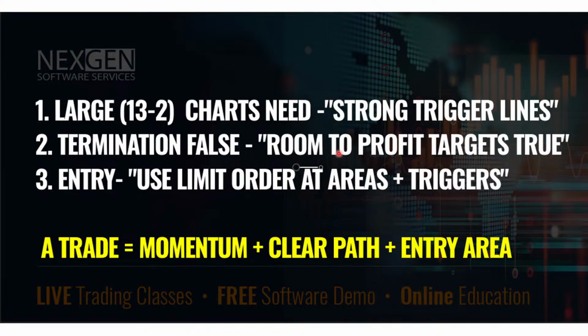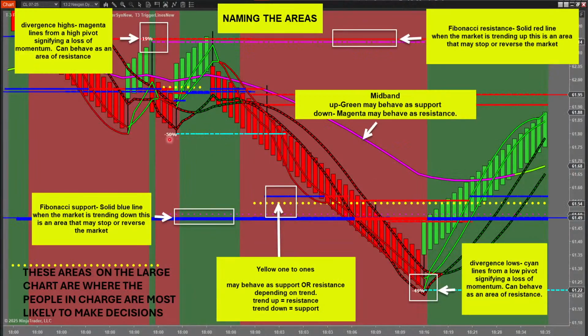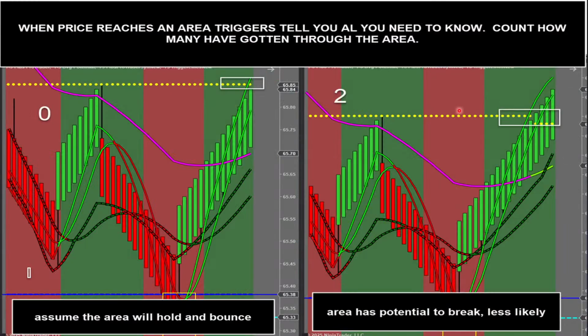You'll know where they are long before you ever hit them, because termination conditions are where the people in charge are making decisions, guys. These horizontal lines on a large chart, divergence highs, divergence lows, resistance, support, one-to-ones, these are where the large crowd is going to enter and exit and fight one another. So we know about them long before the market gets there. To identify one of these areas as a termination condition, you're going to let the large crowd get there. You're going to let price reach the area.